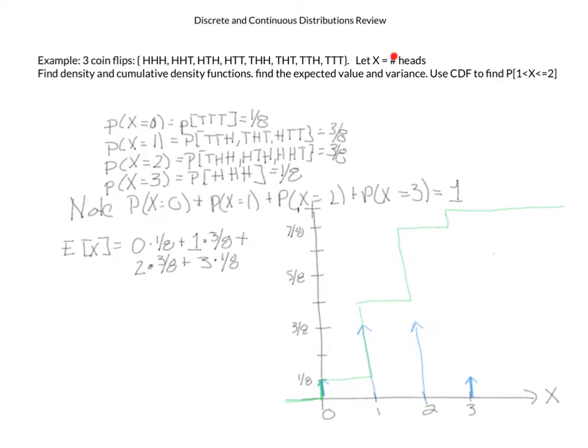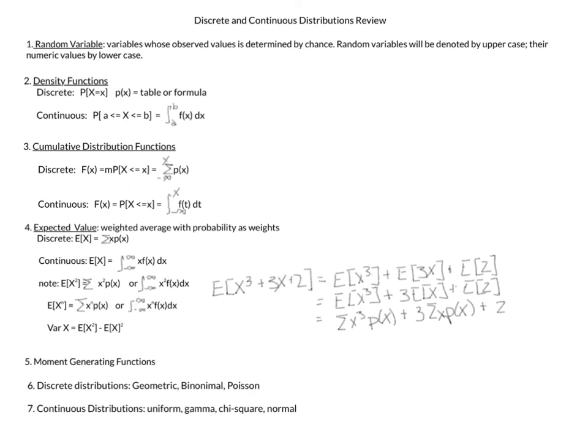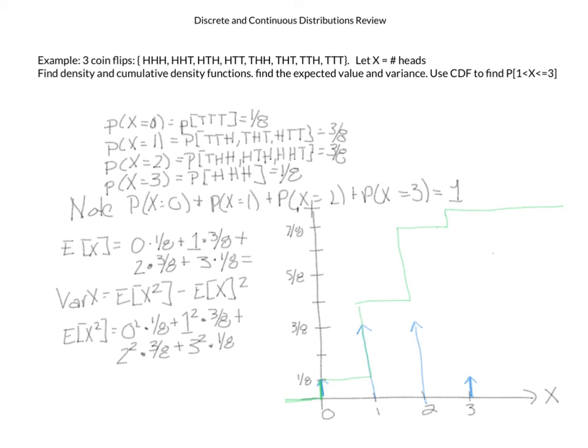The last thing we want to do is find the variance, so we will go back to our slides to get the definition of variance. Here's the formula for var x. That's the expected value of x squared minus the expected value of x, squared. So to get var x, I need to get the expected value of x squared.